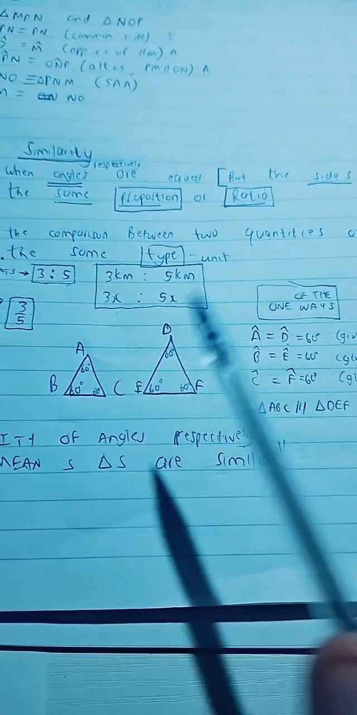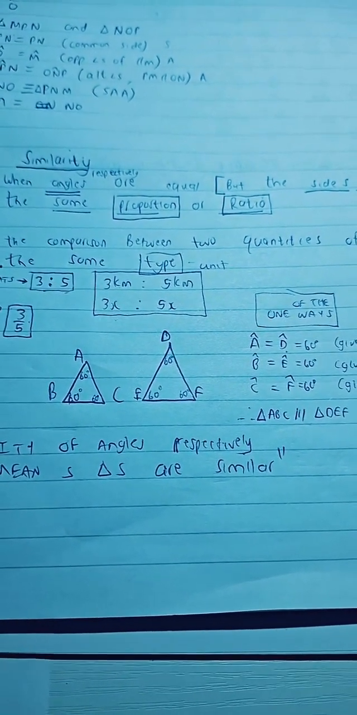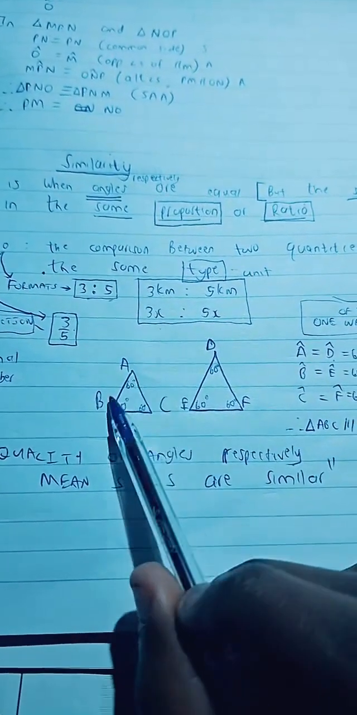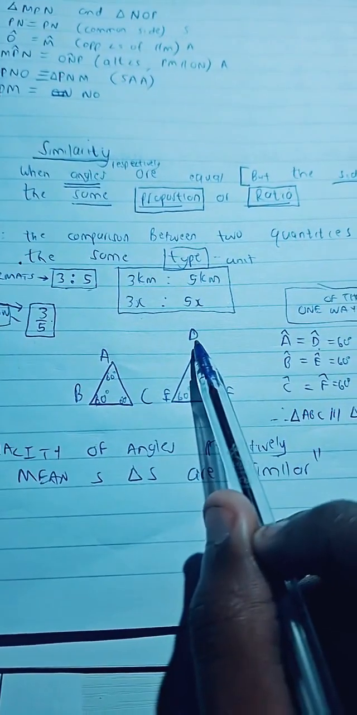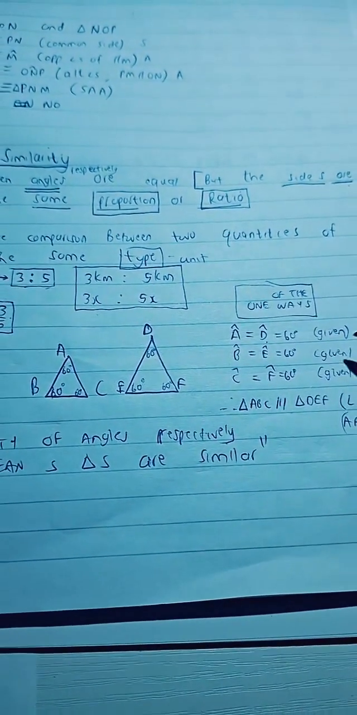Okay. Then, if we are looking at one of the two ways of proving similarity of triangles, we can utilize the angles of the triangle, right? We can utilize the what? The angles of the triangle. If we are asked to prove that triangle ABC is similar to triangle DEF, we can look at the equality of angles in a triangle.